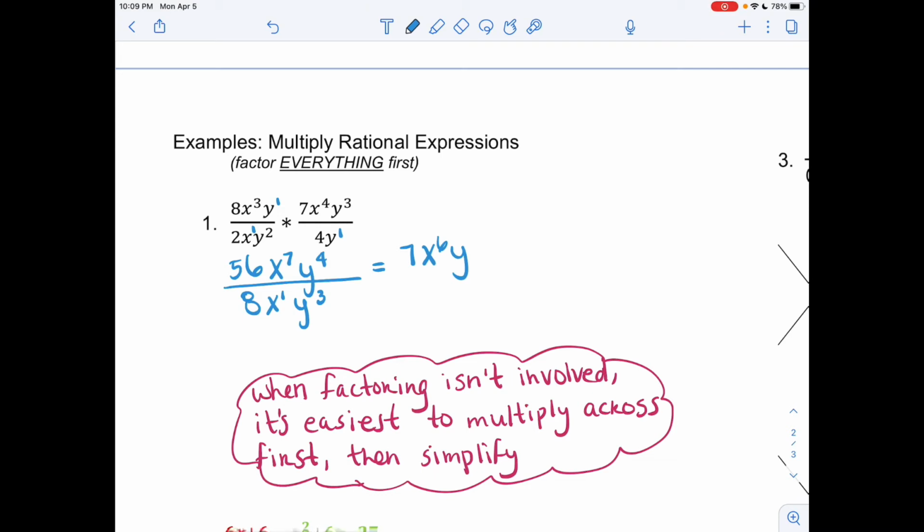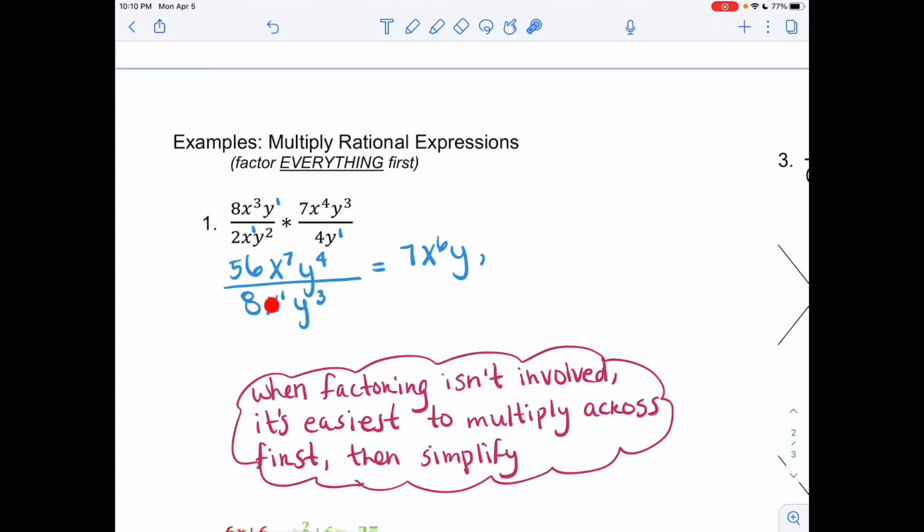Don't forget about our restrictions, our excluded values. In this case, we would want to talk about everything that we can no longer see in the denominator. And we don't actually have a denominator anymore. We have completely eliminated the denominator. So we need to go ahead and look at each variable and say that each variable cannot equal 0.